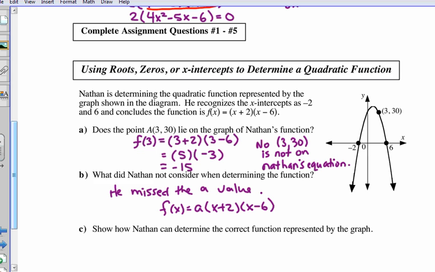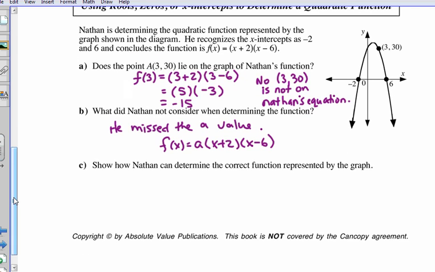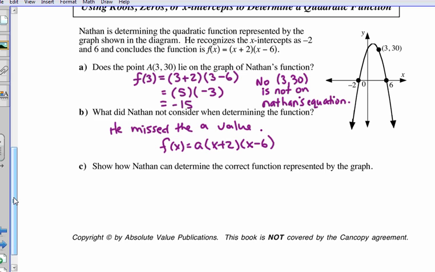So show how Nathan can determine the a. Well, we have a point, so we know an x and a y. We can plug that in. We did this last unit, right? So we can plug in (3, 30) to get our point. So we get 30, our y, equals a times, and x is 3, (3 + 2)(3 - 6). We actually already know what that equals. We did it above. It was -15. And so I get 30 equals -15a.